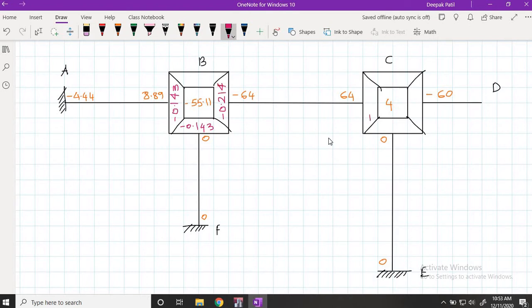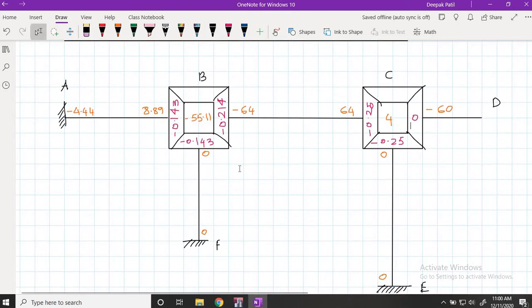This side it is minus 0.25, this side also minus 0.25, and this side is 0. Okay, so now we have written all the summation of fixed end moments, the corresponding rotation factors and everything. So let us start writing the rotation contributions. We'll start with BA only, that is joint B, and then we'll go to joint C.